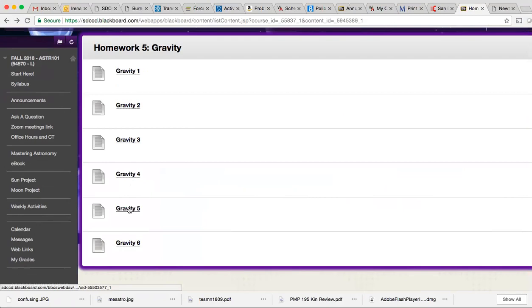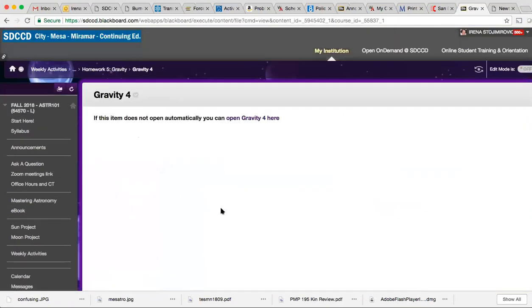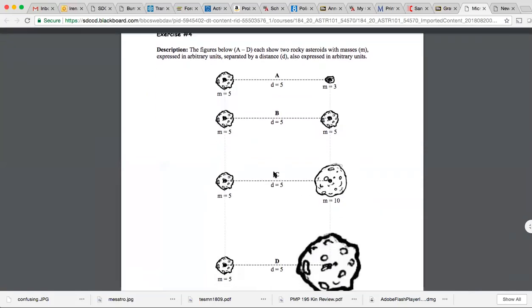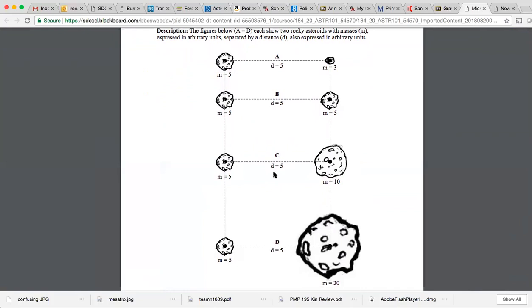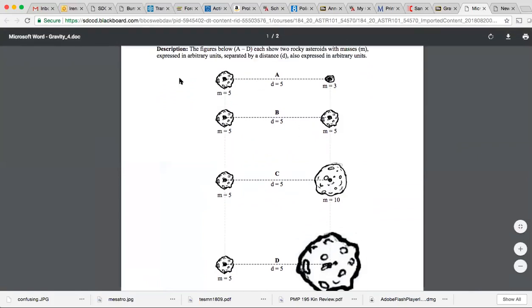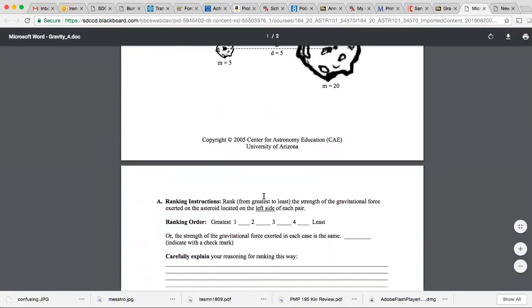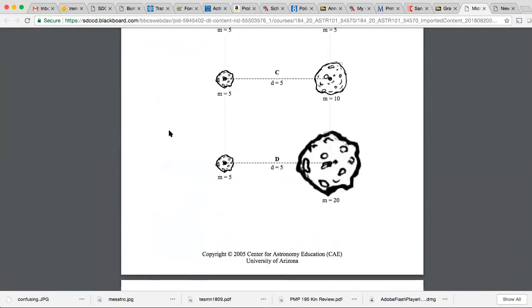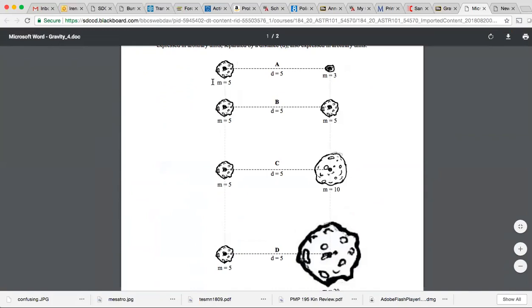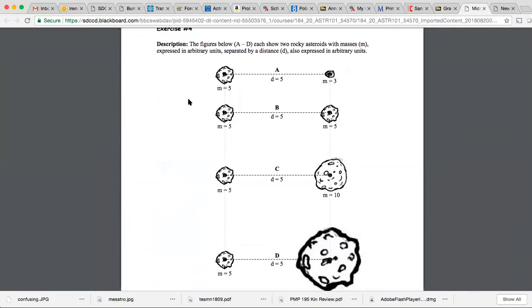But let's see number 4. Number 3 is the same as number 4. So here is number 4. You have some asteroids over here, these potatoes, those are like the asteroids, irregularly shaped. They have some masses and some separations. You have to answer the strength of the gravitational force exerted on the asteroid on the left side. So this asteroid on the left side, where does it feel the greatest force?